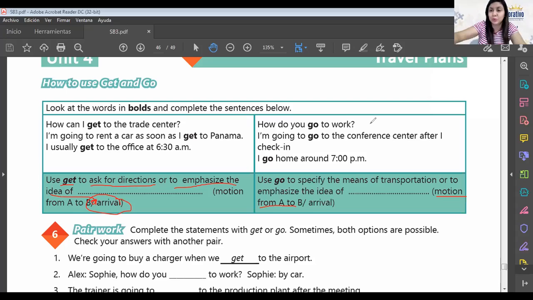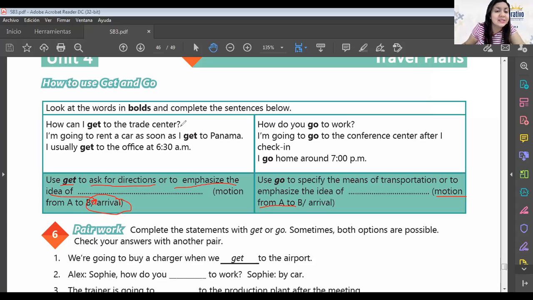How do you go to work? I go to work by bus. Or I go to work by foot. Or I go to work by car. I'm going to go, voy a ir desde aquí a la conference center after I check in, or from the airport to the conference center. I go home around 7 p.m.